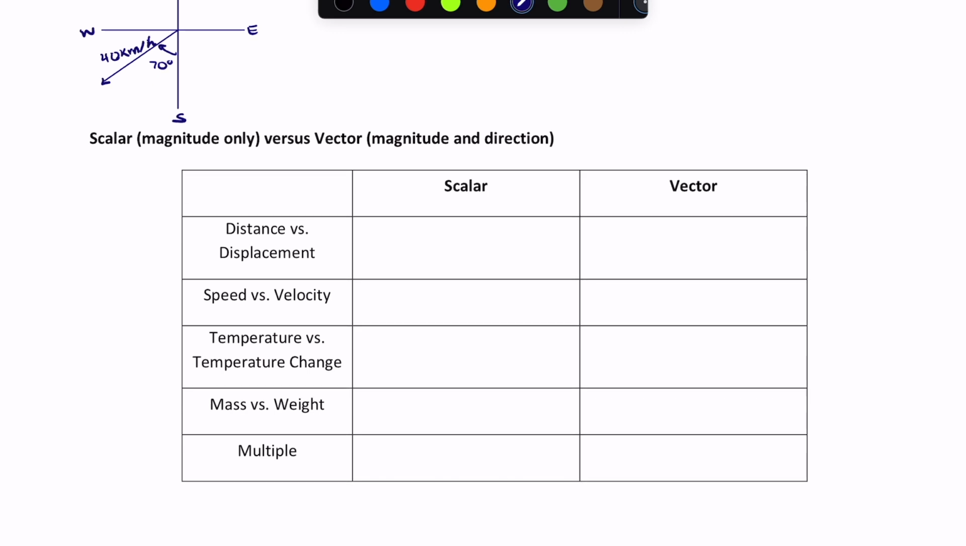Okay, so when we think about scalar, which is magnitude only, versus vector, which is magnitude and direction, and we look at the comparison between distance versus displacement, distance is our scalar quantity, and displacement is our vector quantity.